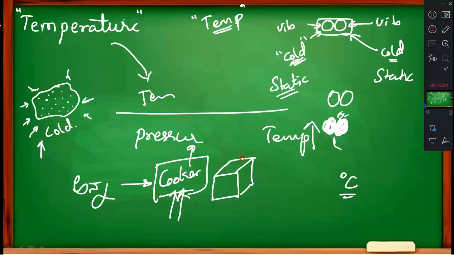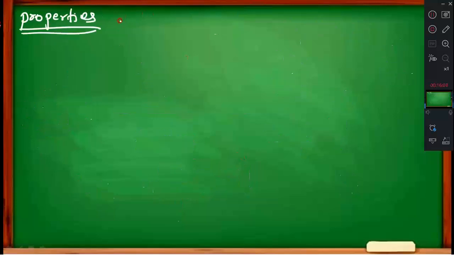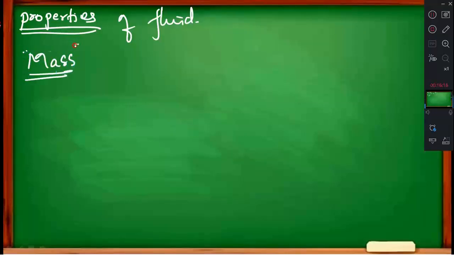Now we'll go to the properties. Properties of fluid. The first one is mass. What is mass? Mass is accumulation of particles.